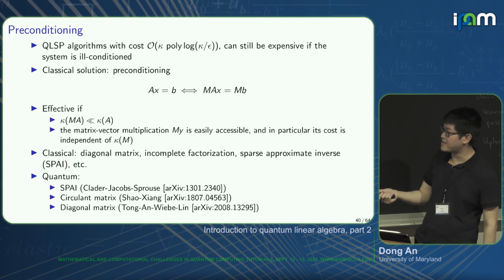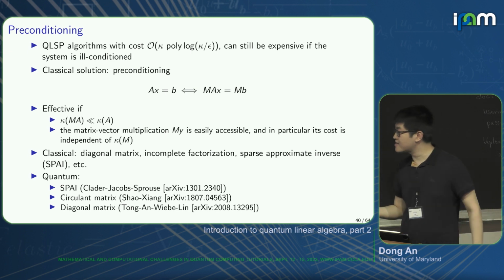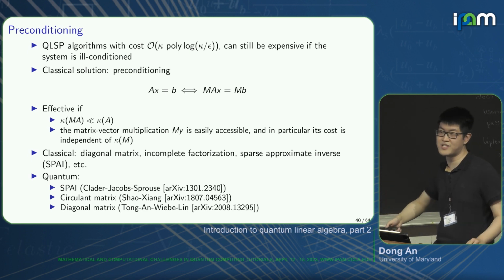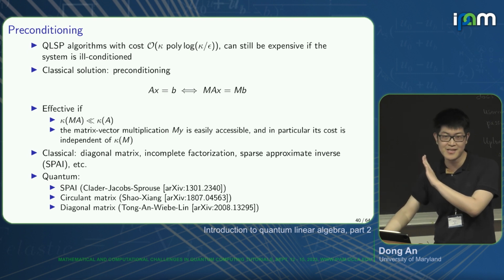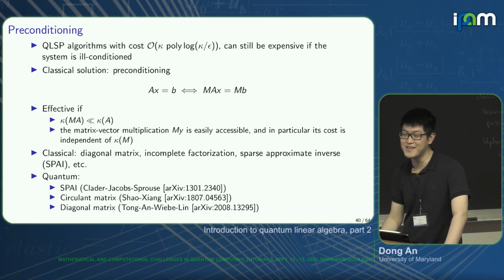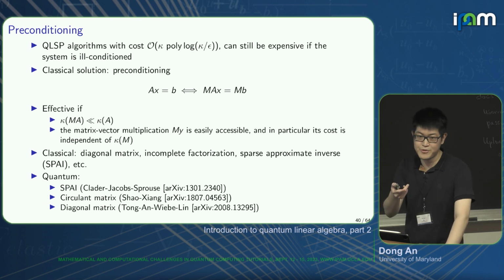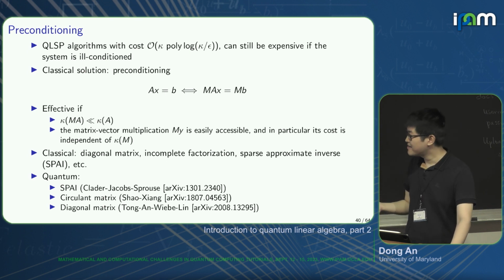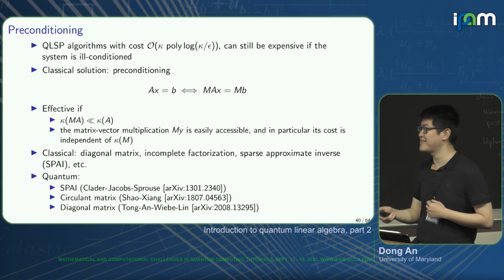We have some existing work on using the sparse approximate inverse, or using the circulant matrix, or using the diagonal matrix. I will not go into the details of these algorithms, but I think this is a well-studied topic in quantum algorithms. In the classical literature, you probably know that there are many, many different preconditioners for different systems. But for quantum algorithms, I think these are probably the only three, or I have to be a little bit conservative.